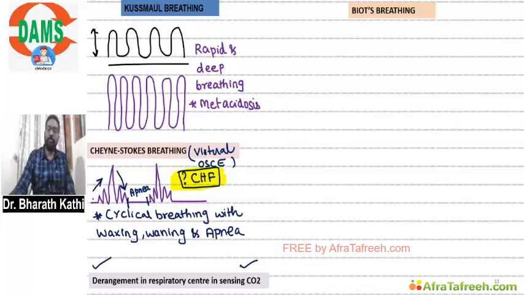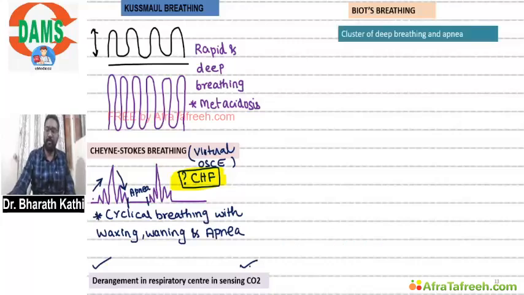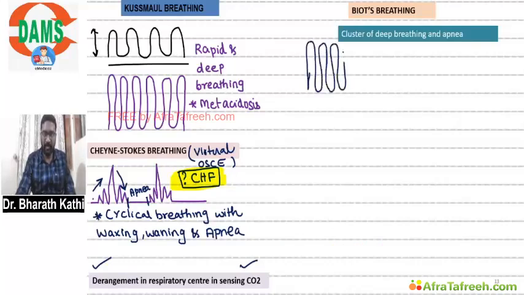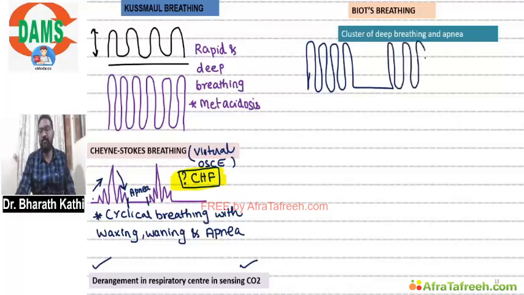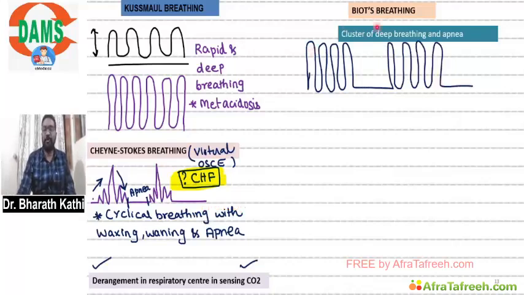Then coming to Biot's breathing. Biot's breathing is described as a cluster of very deep breaths. So there will be very deep breaths and apnea. Now somebody can get a doubt. Sir, how do you differentiate Biot's breathing and Cheyne-Stokes breathing?